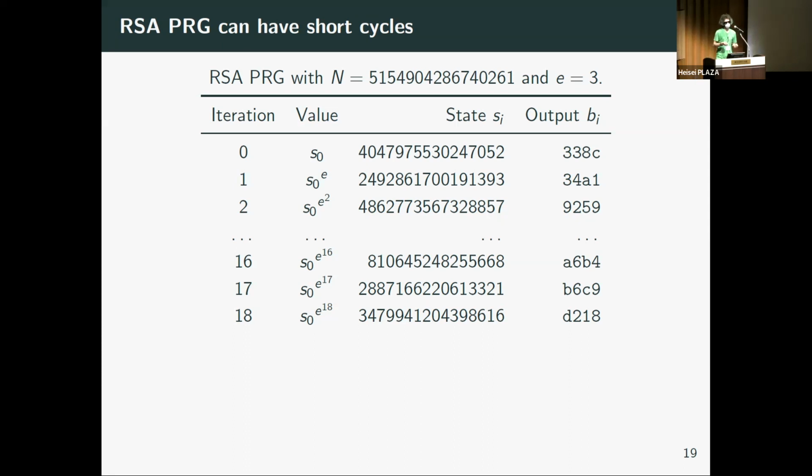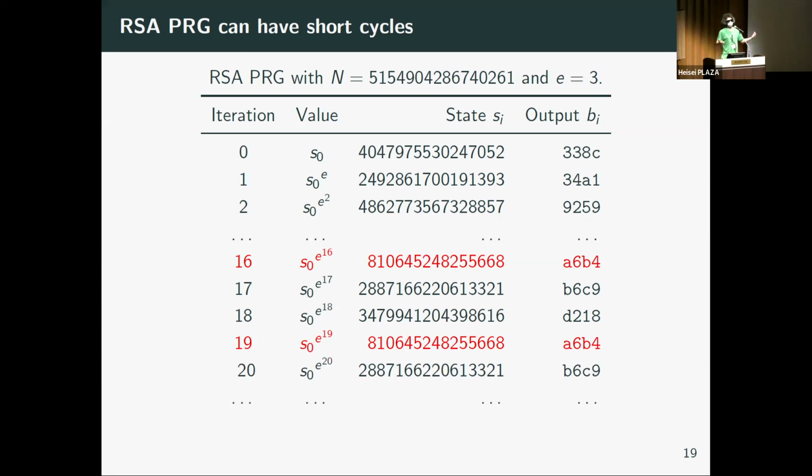So far, everything looks normal. But if we go one iteration further, we see that the output has repeated. And more than just that, the entire state has repeated. States 19 and 16 are equal, which means if we keep going, states 20 and 17 will also be equal. So what's going on here? This is horrible. Pseudorandom generators should not have incredibly short cycles. Well, I lied. Sorry about that. N was actually maliciously generated.